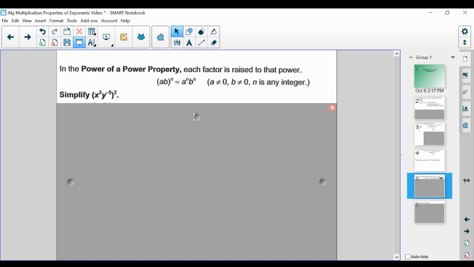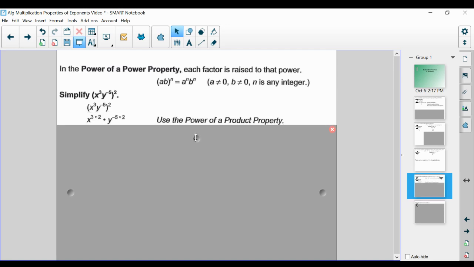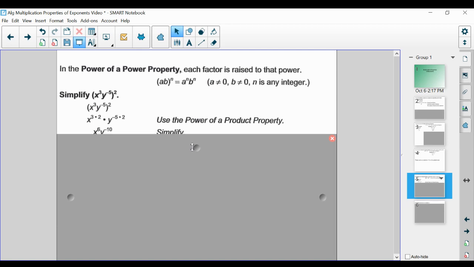Let's go through an example of this. So in this example on the left-hand side of your guided notes, we have in parentheses x cubed, y to the negative fifth, all getting raised to the second. So we're going to pretty much distribute the 2 to all the exponents that we see. So it's going to turn into x to the 3 times 2 power times y to the negative 5 times 2 power, because that 2 was on the outside of our parentheses. Now we're going to simplify. So we get x to the 6th, y to the negative 10th.